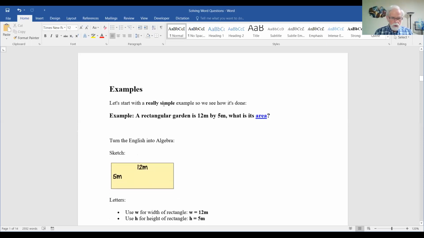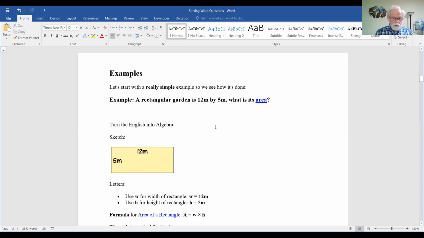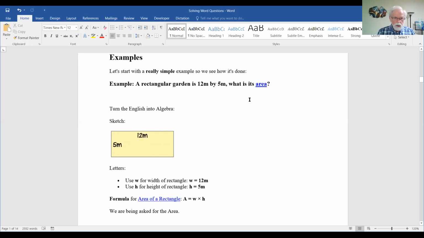Okay. So let's take a look at a problem that's pretty straightforward. A rectangular garden is 12 meters by 5 meters. What is the area? Well, there we have to have a formula. And the formula, and you'll see this later, the formula for the area of a rectangle is length times width. We all know that. We've probably done that 100 times in our lives, if not many more.